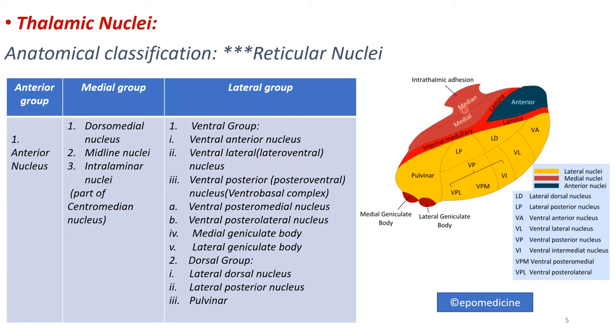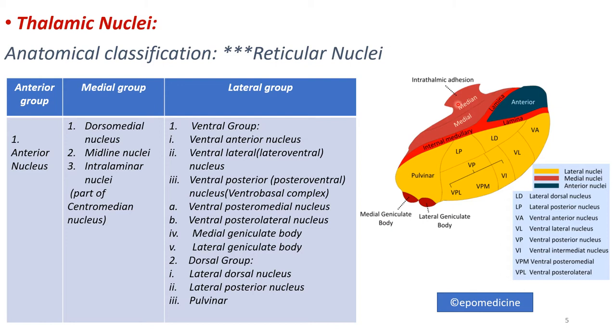Then we have the medial group. In the medial group we have multiple nuclei, and one very important aspect is, if you consider this is the lateral part of one thalamus, as you know we have two thalami and they are separated by the third ventricle, and at the upper portion they are connected to each other by the intrathalamic adhesion. What is this intrathalamic adhesion? It is basically made up of gray matter, and this gray matter has certain nuclei which are considered part of the thalamic nuclei.